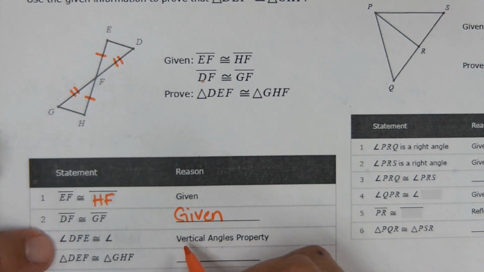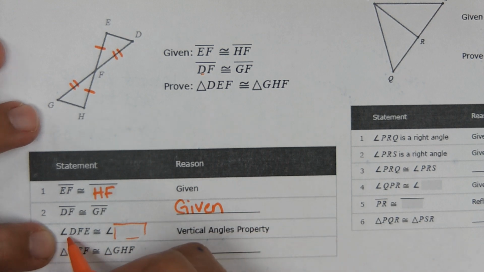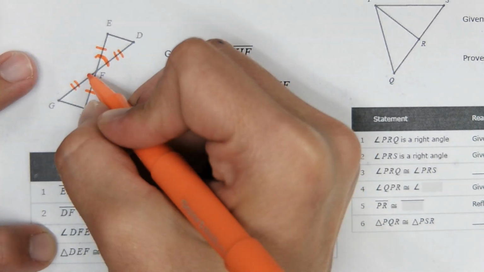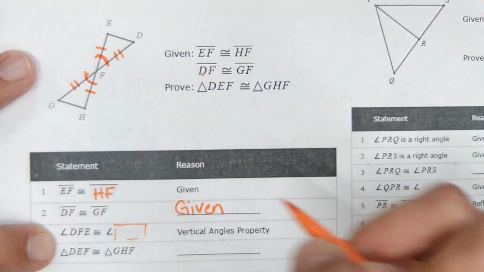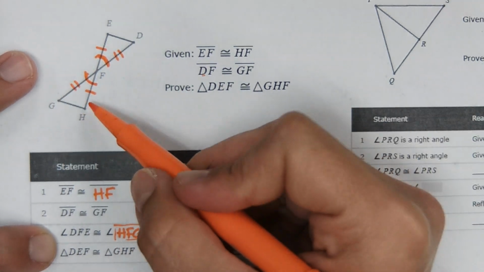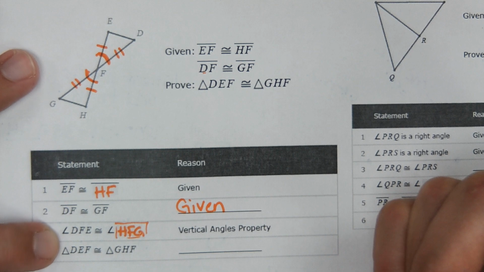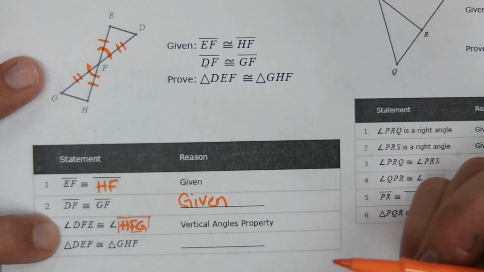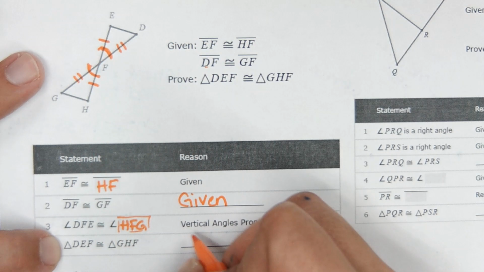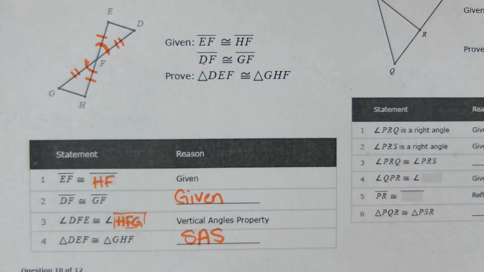Okay, and then the third part, it says vertical angles property, and it has a blank you need to fill in. So I'm going to look at DFE, like connect the dots. DFE is this angle, and then vertical angle property would mean that this angle is the same as that, and I just need to name that angle, HFG. You could also name it GFH, but the vertex of that angle has to be the middle letter. So those are congruent because of vertical angle property. And then to prove these triangles congruent, we have side, angle, side. So that's what you would choose here. There's a drop down with a bunch of choices, so you just choose the choice.